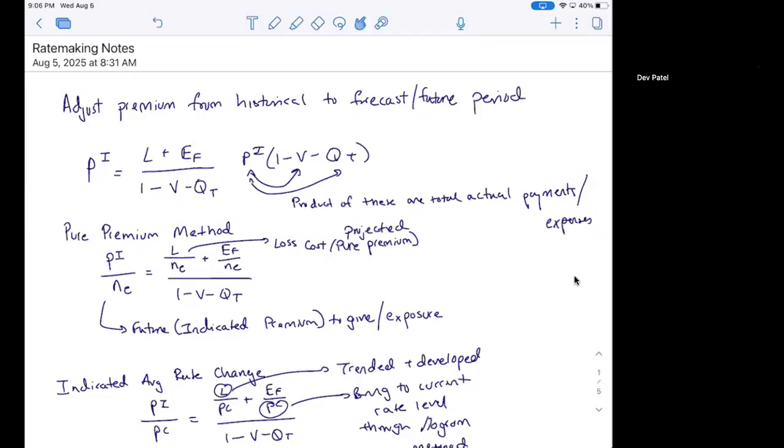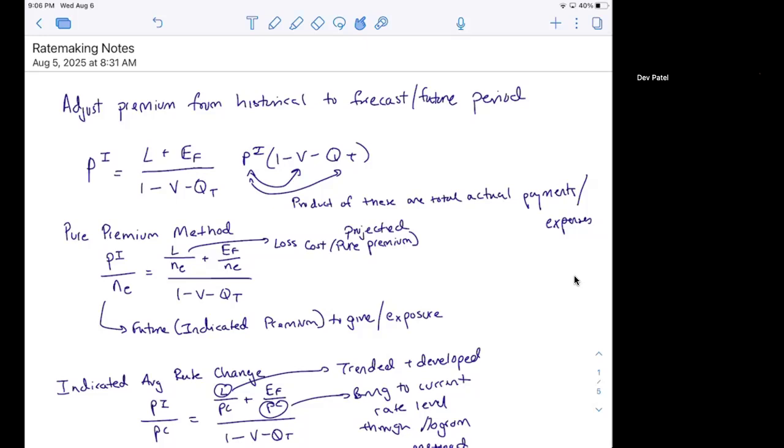All right, guys, so today we're going to go over rate making, and this is all about how to set premium rates and how to adjust those rates based upon losses and historical experience. So when we think about adjusting premium, we're adjusting from historical values to the forecast or the future period. So we have premiums that used to be in play, and now we are adjusting them based upon losses and exposure information and profit information for the new forecast or the future period.